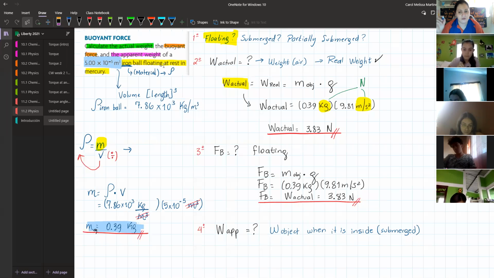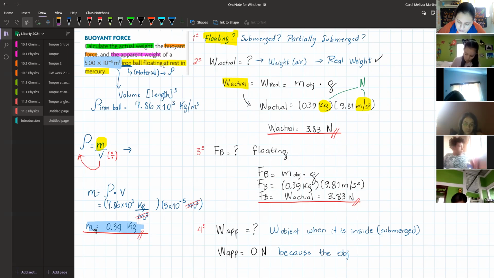Because it is floating, that means that the object is not submerged. It is quite the opposite. So the apparent weight does not exist in this case because the object is outside the fluid. So what you have to say is WAP, the apparent weight, is 0 Newton. And then you have to explain the reason. Because the object is not submerged. Remember, apparent weight is only for objects that are submerged, okay? So it's because it is floating, we say that the apparent weight is going to be 0 newtons. And with this, we answer all the requirements for this exercise.